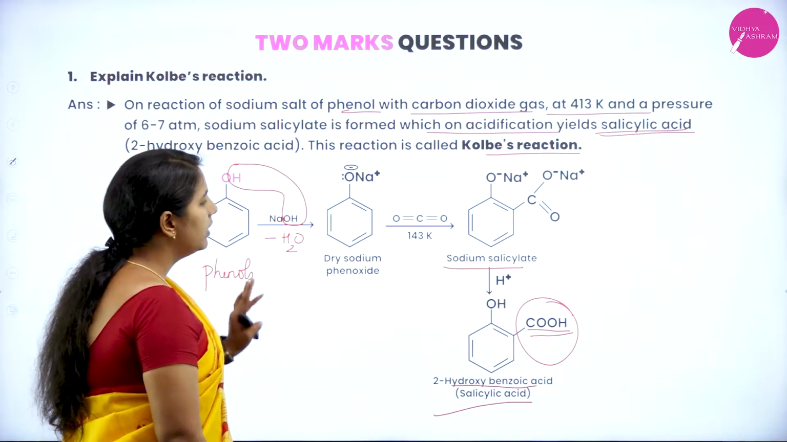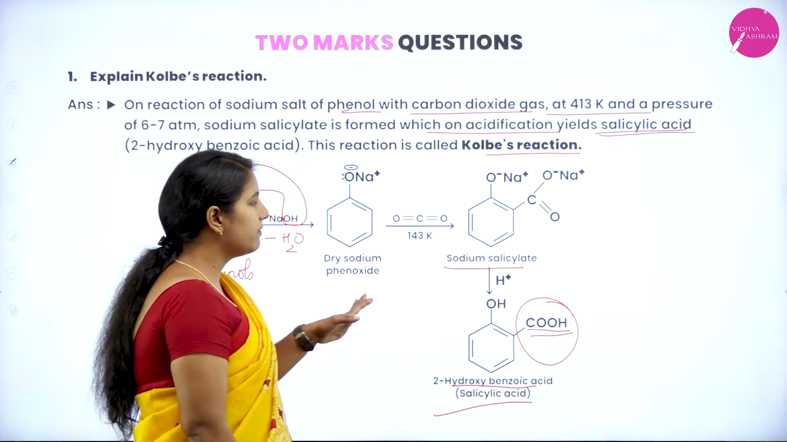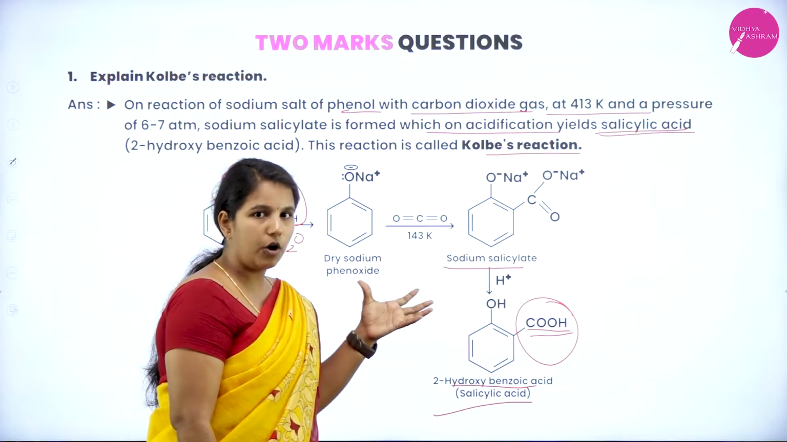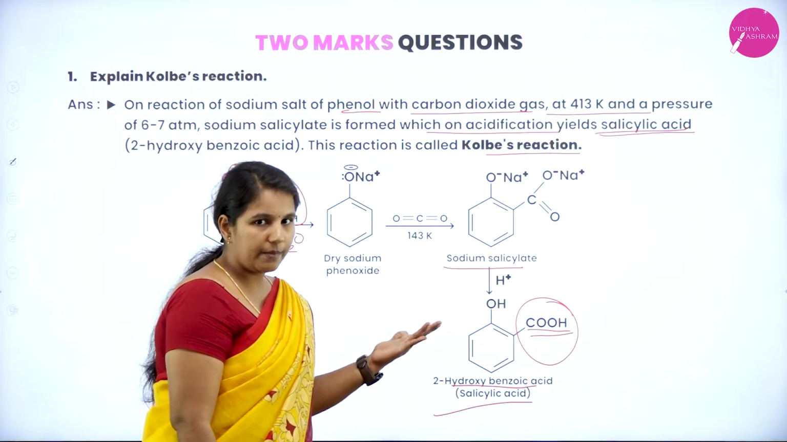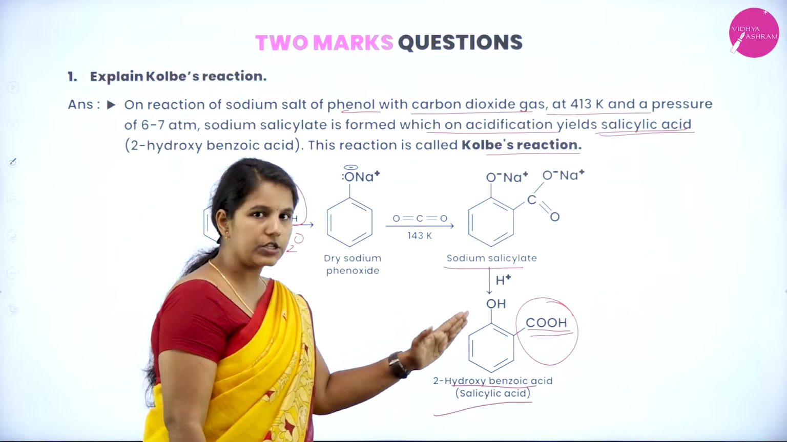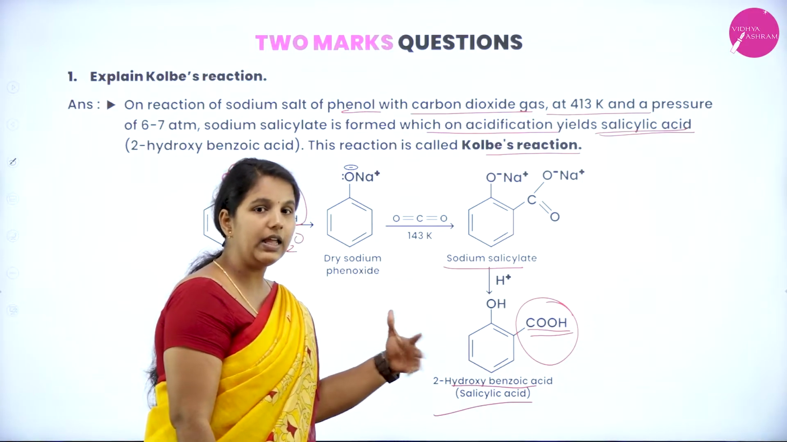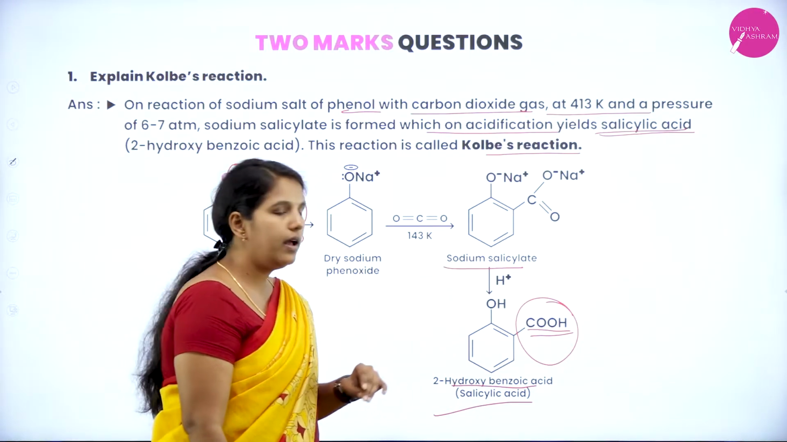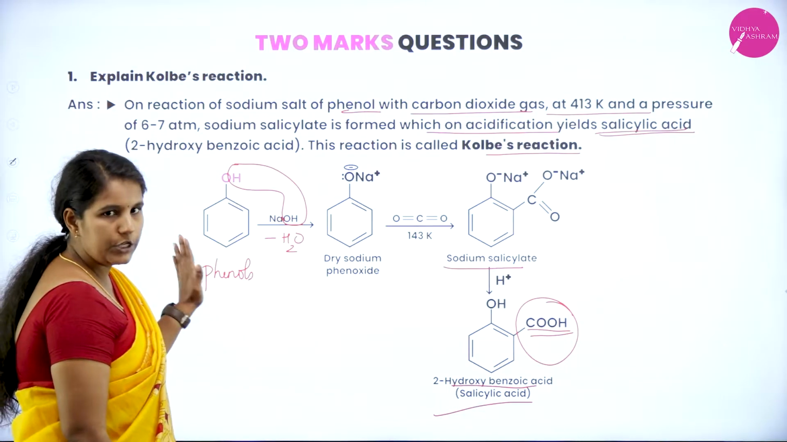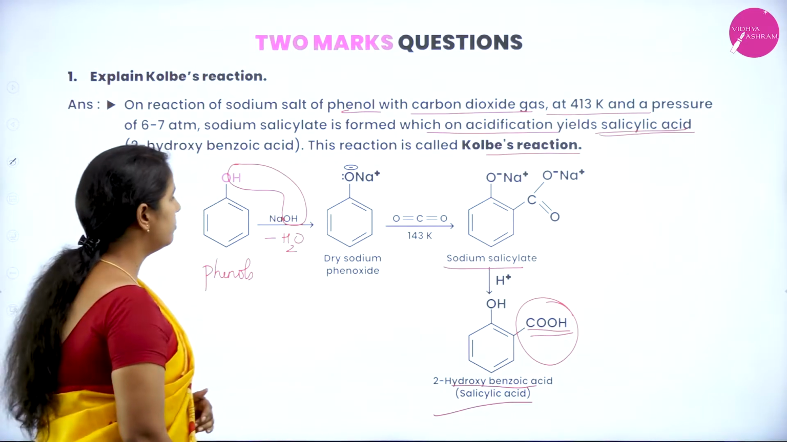So this is how, with the Kolbe's reaction as well as the Reimer-Tiemann reaction, you must be very cautious with the end product, because on the two sides, one end product is an aldehyde and one is a carboxylic acid. Don't confuse the final product. If it is said to be Kolbe's reaction, remember you need to write the carboxylic group containing phenol, that is nothing but salicylic acid. This is how, by writing the proper definition with the proper arrangement of the reactants, you'll get the 2 marks.